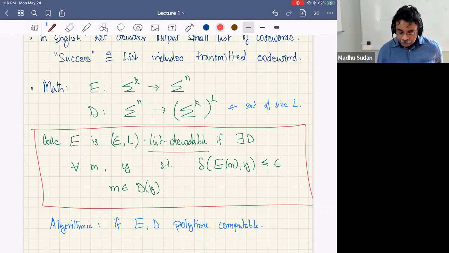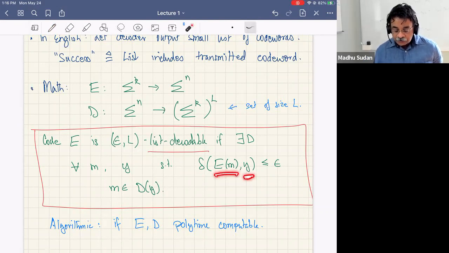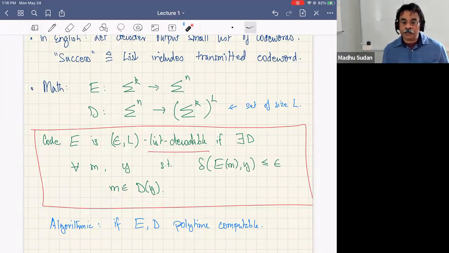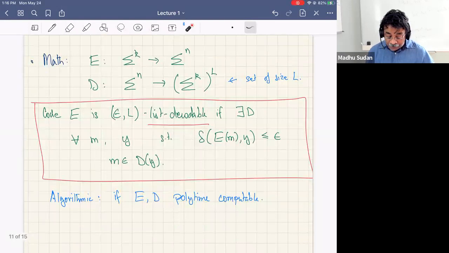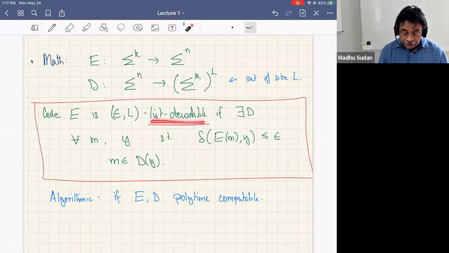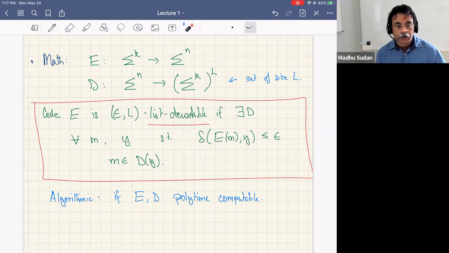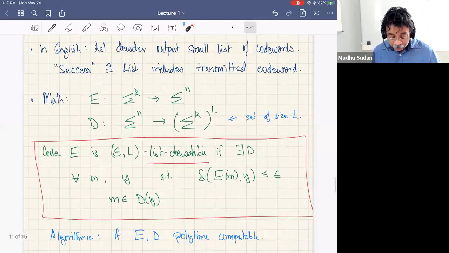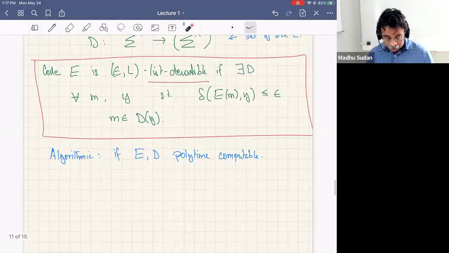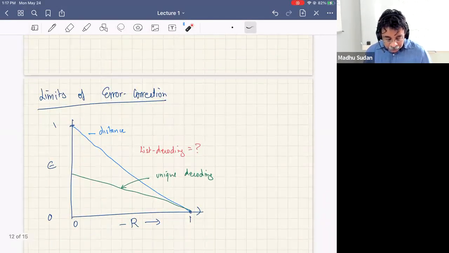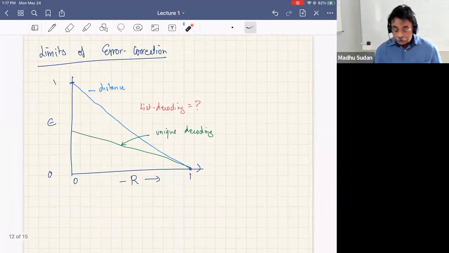You transmitted the encoding of a message. You received something which had epsilon fraction errors. When you applied the decoding to what you received, which is the Y, your message is included in this list of size L. And we say this is algorithmically list decodable if encoding and decoding are all polynomial time computable. Okay. So this is the definition that we want to work with. And we would like to ask, what kind of errors can you actually recover from? So let's look at the limits of error correction, what's achievable and what's not.